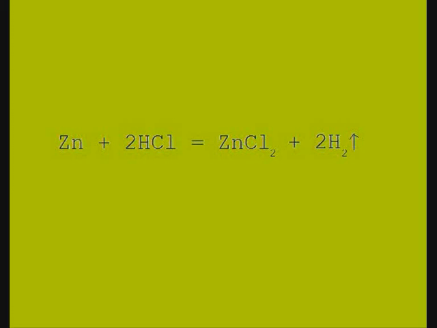zinc chloride, ZnCl2, plus the hydrogen molecule, which goes out of the system. That means that it's a gas. So what we have is 4.48 liters of hydrogen, and we write it above the equation with zinc.